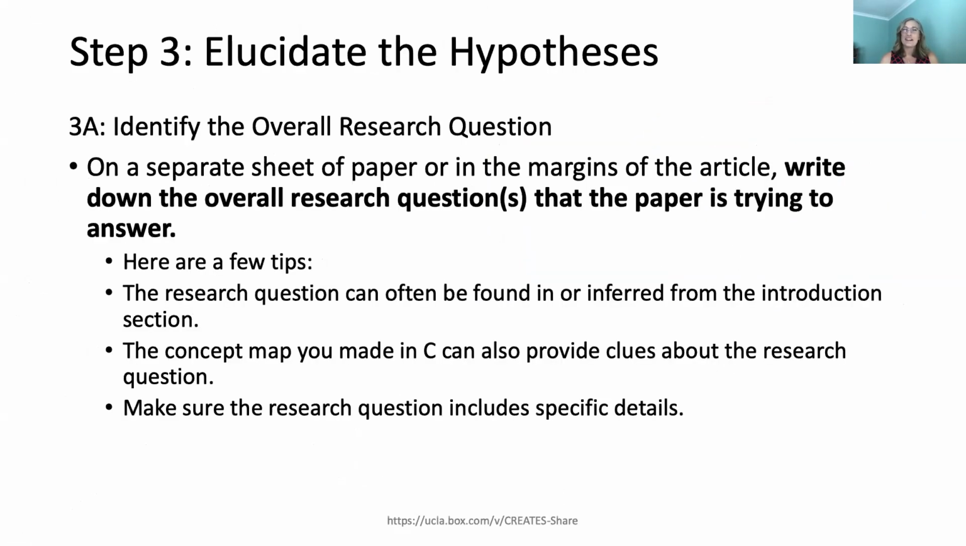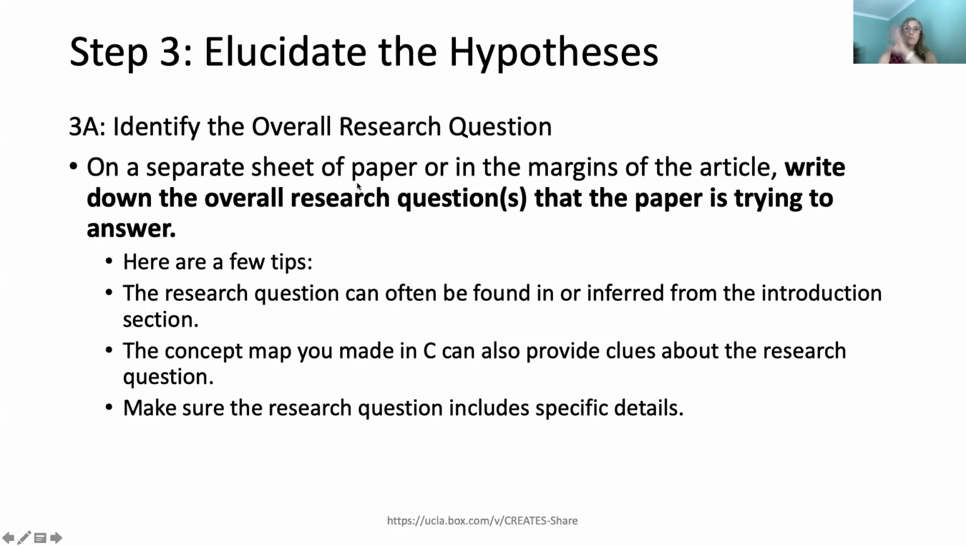All right, step 3 is elucidate the hypotheses. And so again, some sub-steps to this, starting out with the overall research question. This might have already been identified in a previous step. So maybe the students identified this and they're talking about the introduction, right? But now it's time to kind of put all of these together in one place, right? So you might have found this in the introduction from your concept map, and you need to have some kind of specific details what this specific paper is asking about.